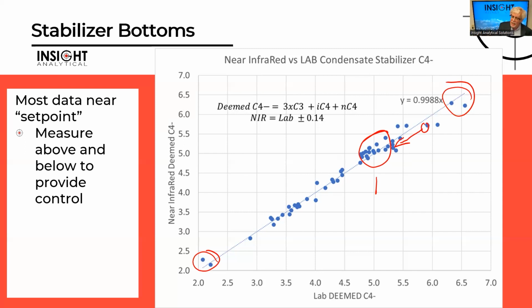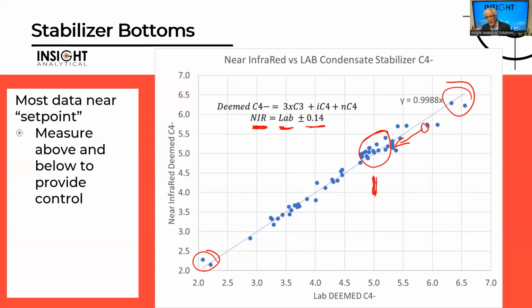Basically, on this set of data, the near infrared analyzer matched with the lab to within plus or minus about 0.14 liquid volume percent. So that would mean if I kept it running at 5 all the time, I'm somewhere between 4.85 and 5.15. Remember, this is fast real-time updates. The person that the product is going to is getting a monthly average.